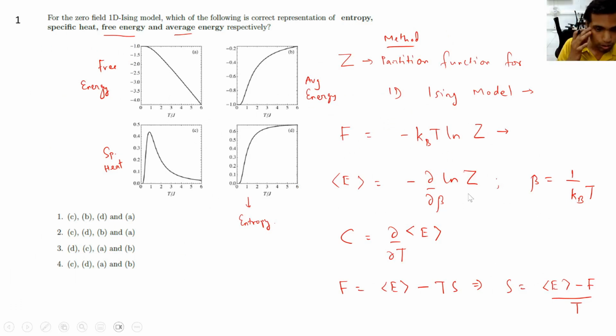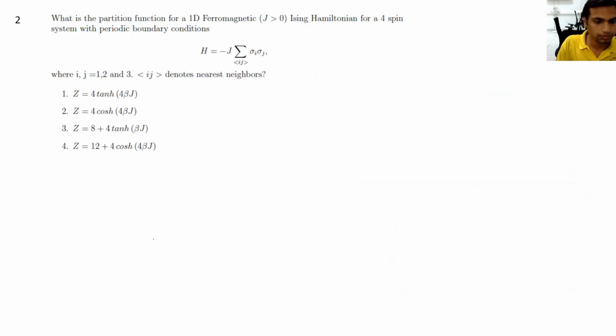In the last week also we had discussed a similar problem. There we outlined how we calculate the partition function Z. It is available in the lecture also that you can look up. So basically this would be your answer. Now let us go to the next question.